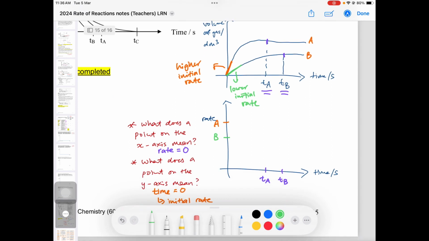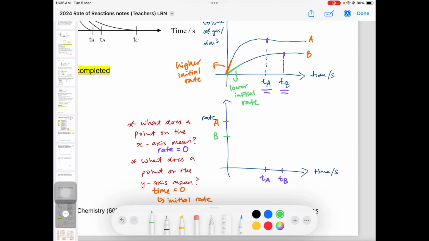After you have done this, then you can connect the points on the axis together, A to A and B to B. And the graph would be a curve, because rate is decreasing over time. And then B will look like this.